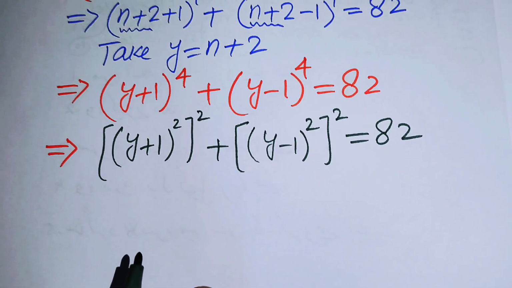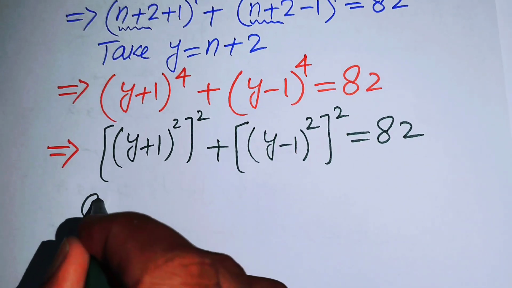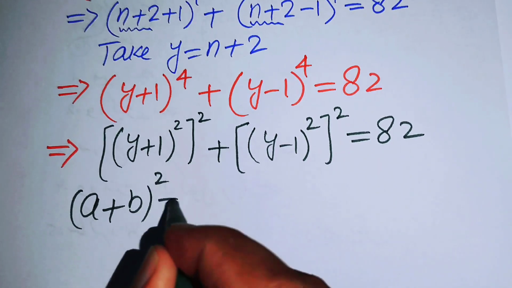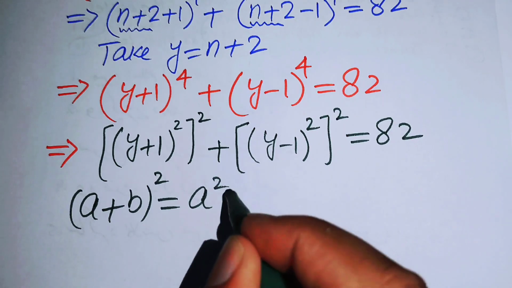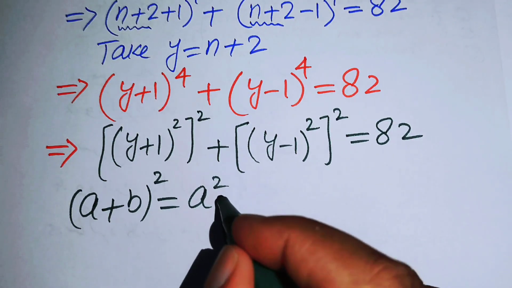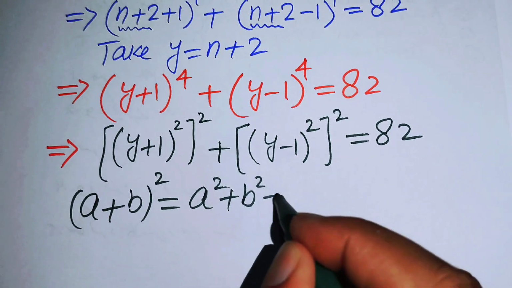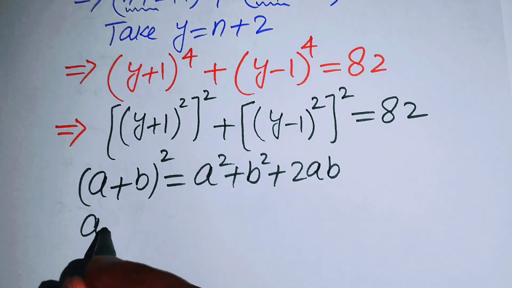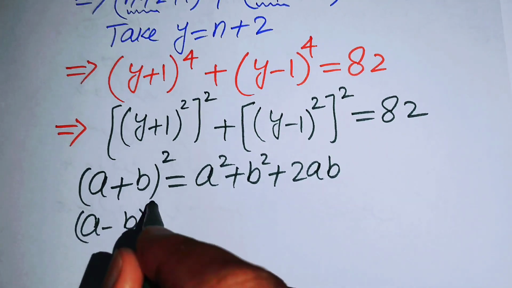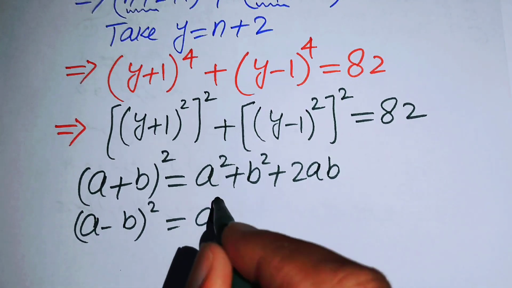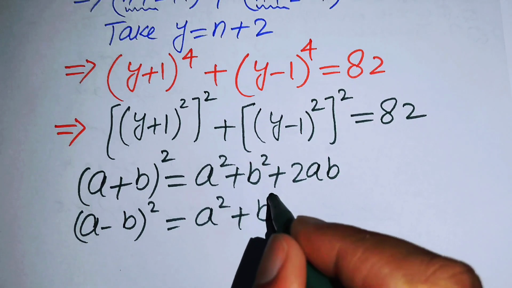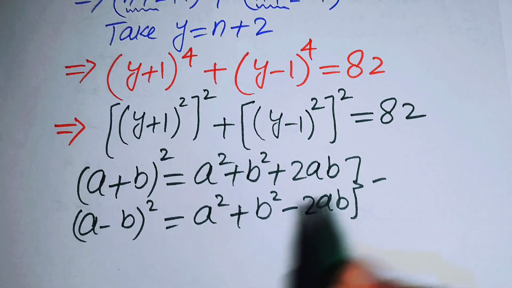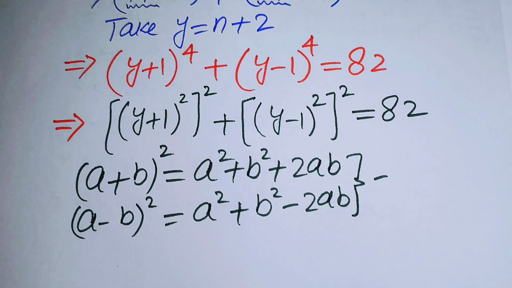And after this step we can use the nice square identity. You know that (a + b)^2 is equal to a^2 + b^2 + 2ab. And similarly you know about the negative formula, which is a^2 + b^2 - 2ab. So here we will use these two formulas.